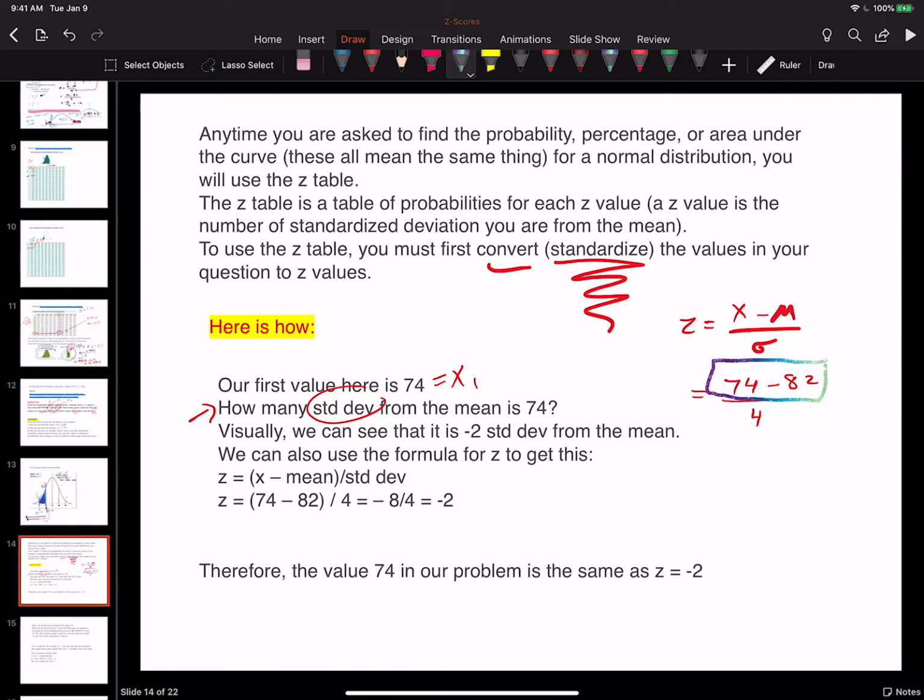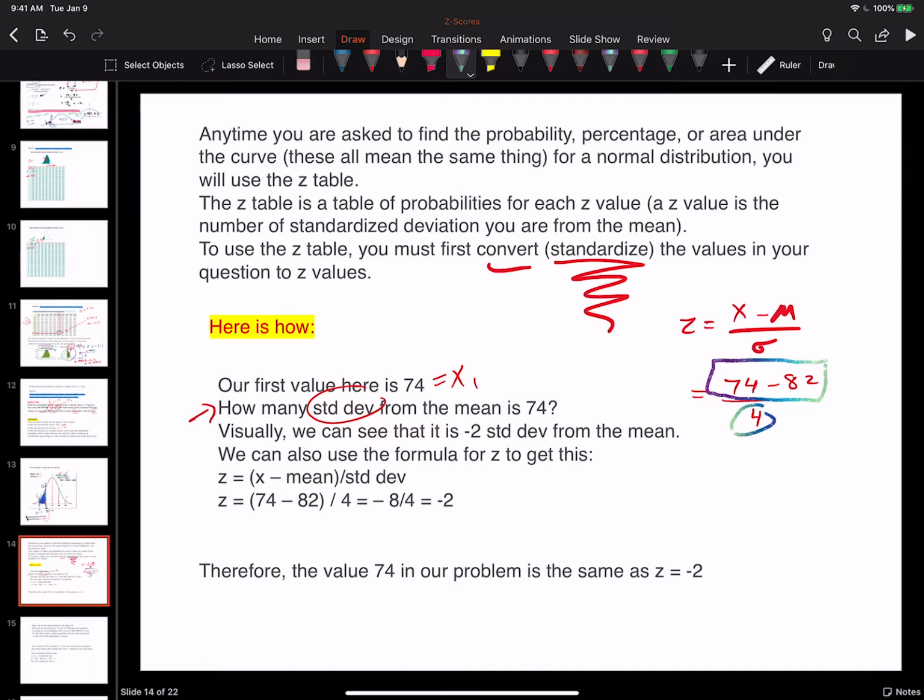How far is 74 away from 82? Well, I know it's to the left of it, but the question does not say how far as in centimeters or kilometers or inches. It's actually how far in units of standard deviations. But the standard deviation is 4. So they're saying how far you are below, because we could see we are below the mean. How far below the mean in terms of, not inches, in terms of sigma, in terms of 4 units.